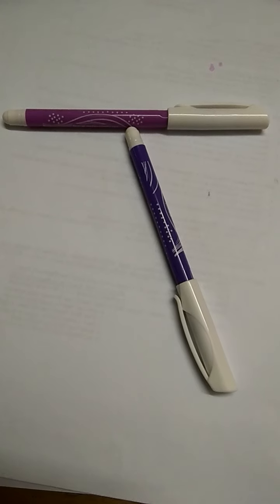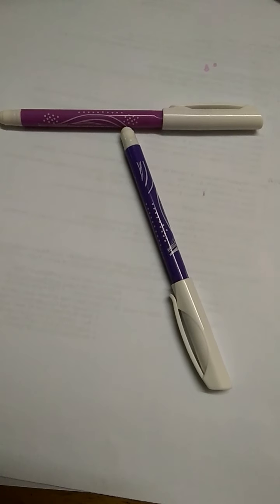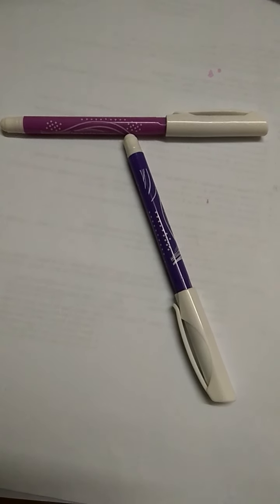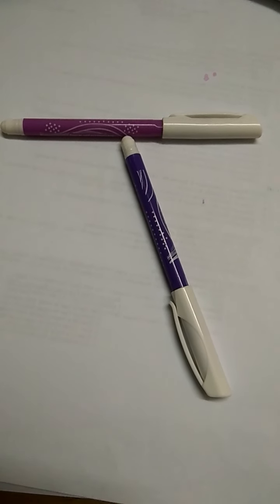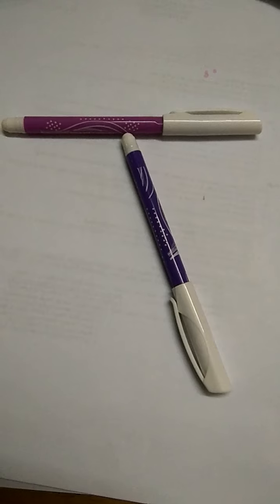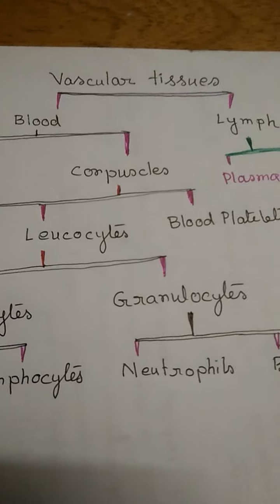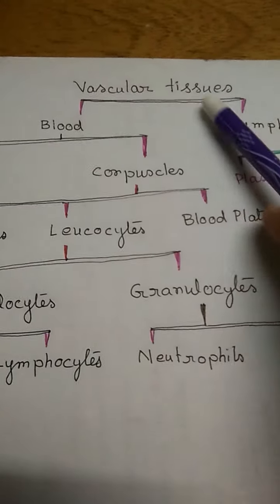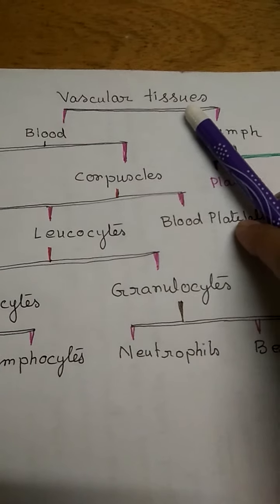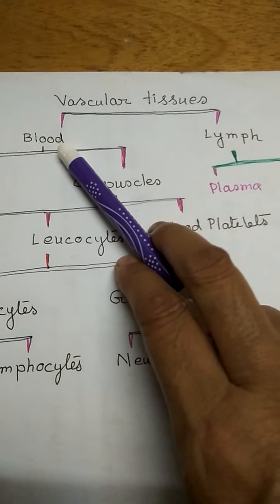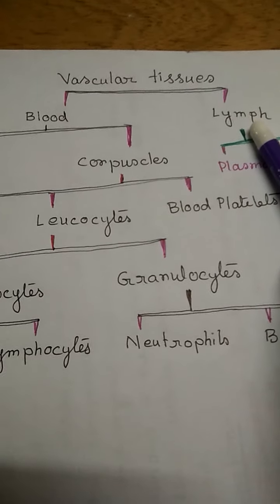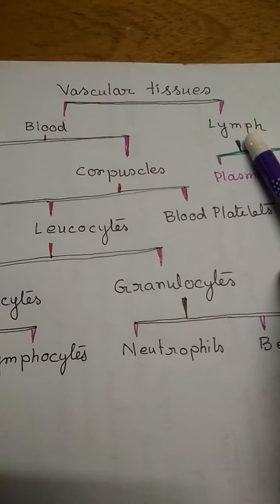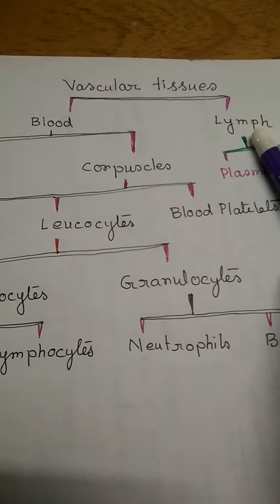Now today I will start, that is one part is left from the connective tissue. That one is vascular tissues. What are the different types of vascular tissues? Vascular tissues are of two types. First one is blood, another one is lymph. You just recall what is lymph and blood. You have already studied in class 10.